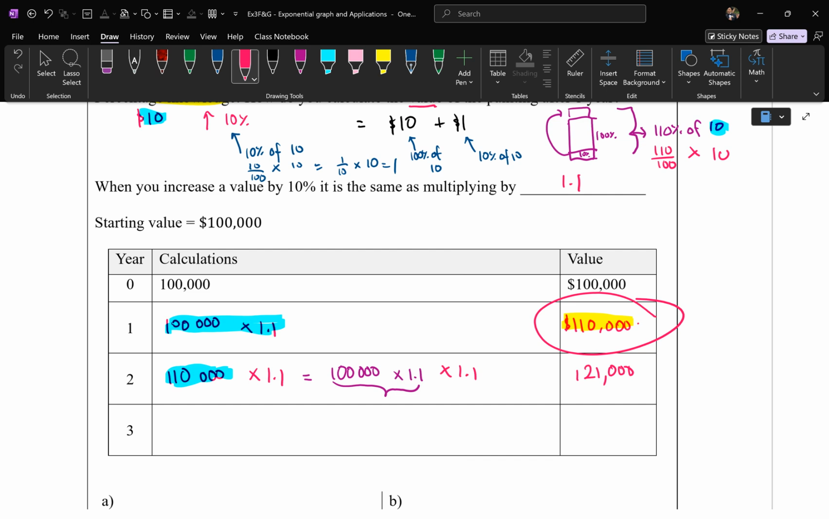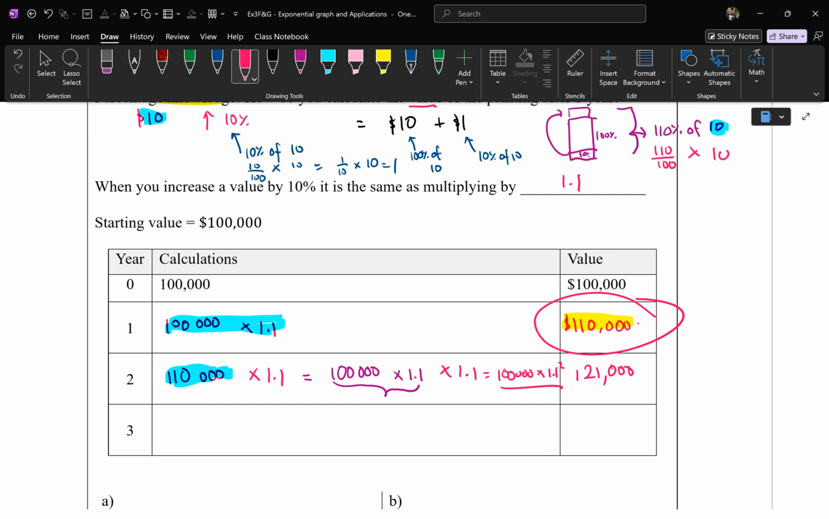Now, what's nice about this is there's a pattern. Do you notice that you're timesing 100,000, which is what you started off with? That's your first 10% in the first year. In the second year, you're doing another 10%. So that means it's 1.1 times 1.1, which we know we can simplify by indices. What's 1.1 times 1.1? That's right. So this now becomes 100,000 times by 1.1 squared.